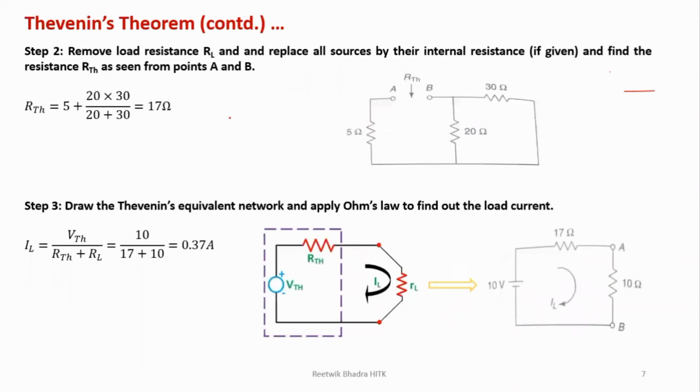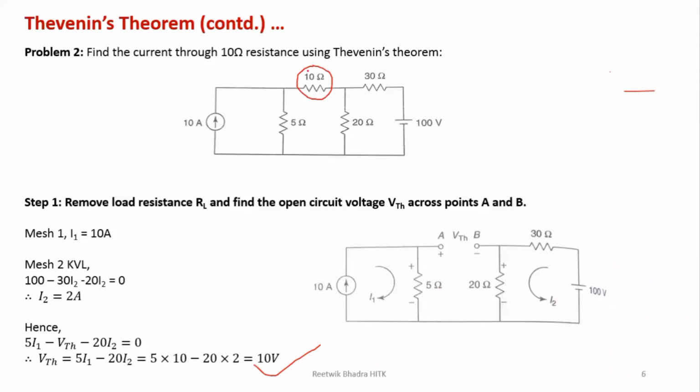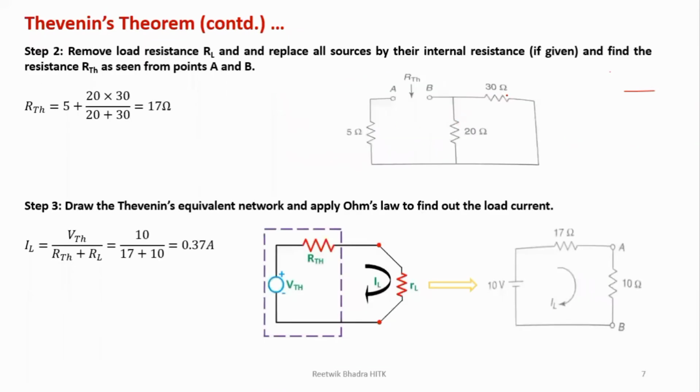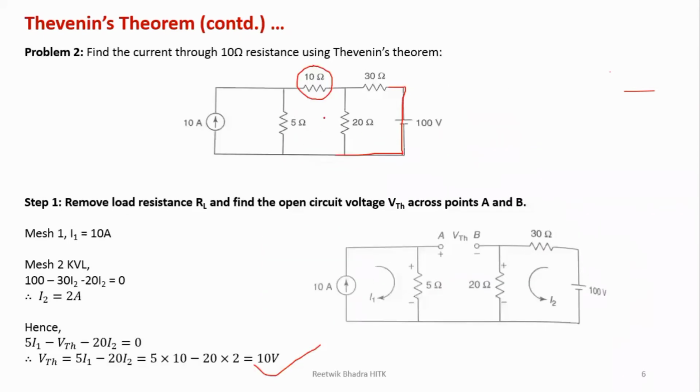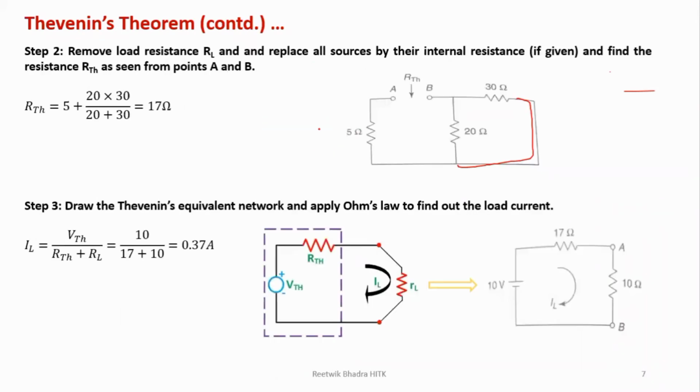Next, same thing, we have to find out your RTH. What we'll do, we'll remove this 10 ohm and deactivate all our sources. What is the 100 volt voltage source? So we'll short circuit this point. 30 and 20, 30 and 20 are short circuited. So we'll go over here, 30, 20, this point short circuit. Next, on the left hand side of this 10 ohm, to this A point, which resistance is connected? 5 ohm. So to this A point, 5 ohm is connected.